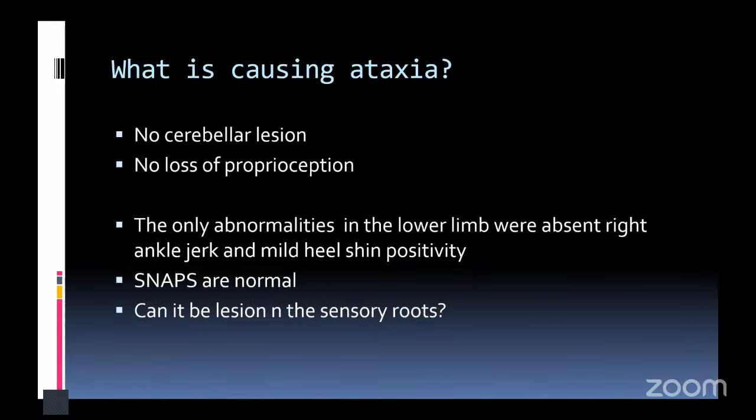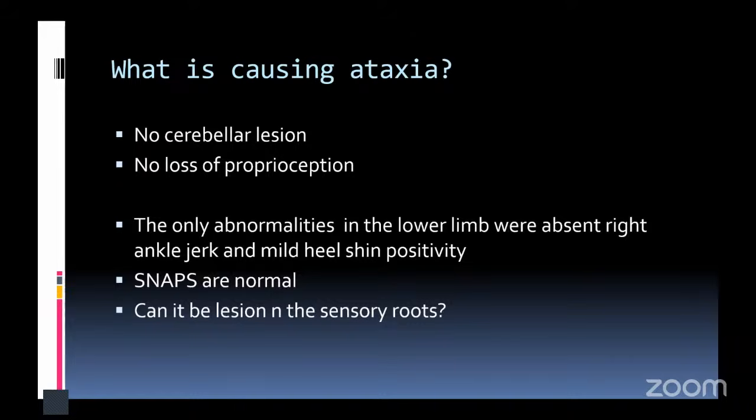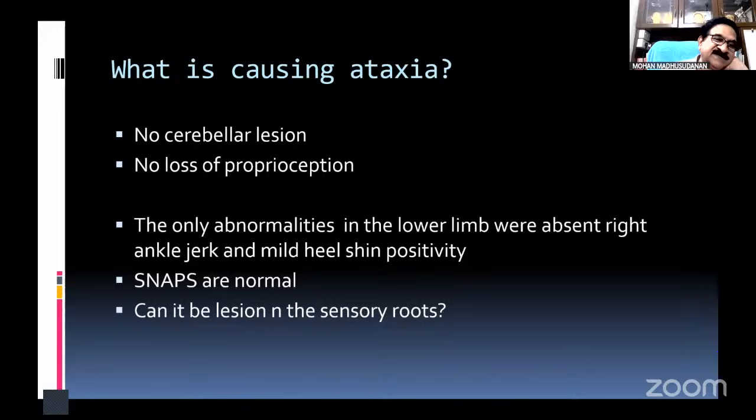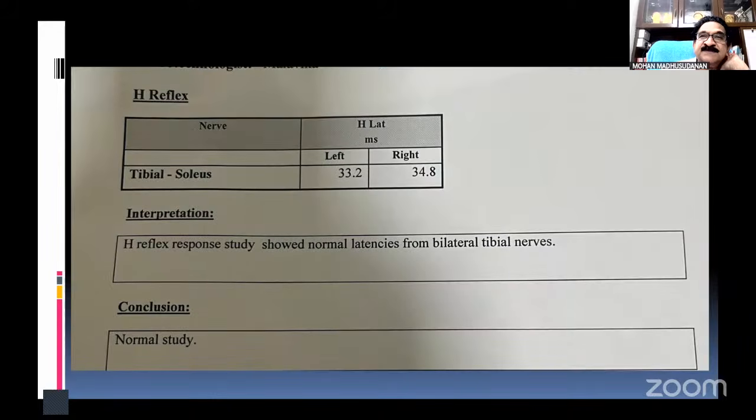So a CASP-like picture, sir. Exactly, a CASP-like picture. So what would you like to do in this patient? The ankle jerk is absent at the same time. SSEP, or H reflex, correct. So in the test for sensory radiculopathy, since the ankle jerk is also absent, the H response was done. H response is normal. You're back to square one.